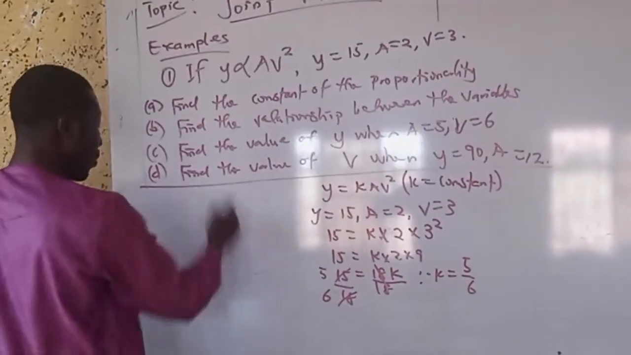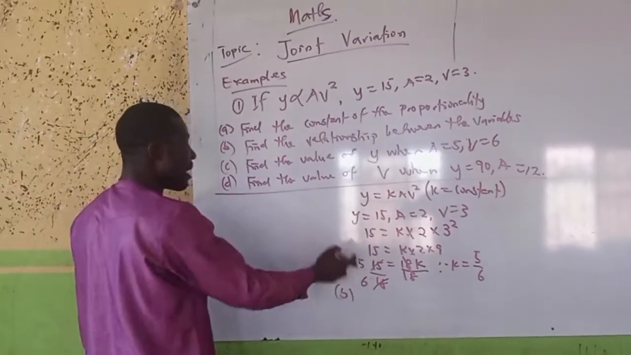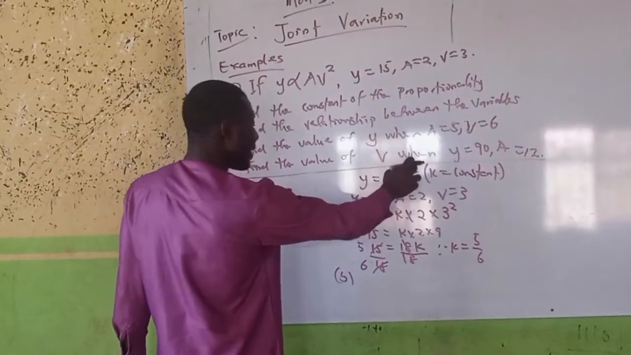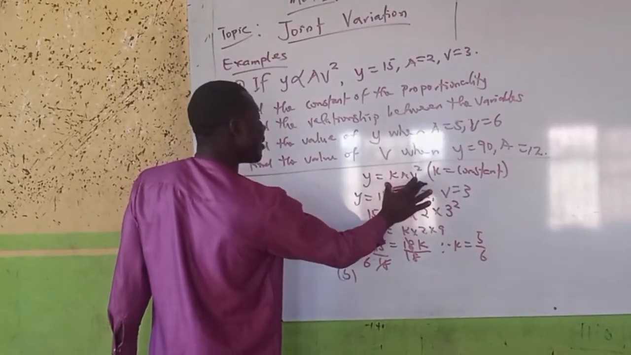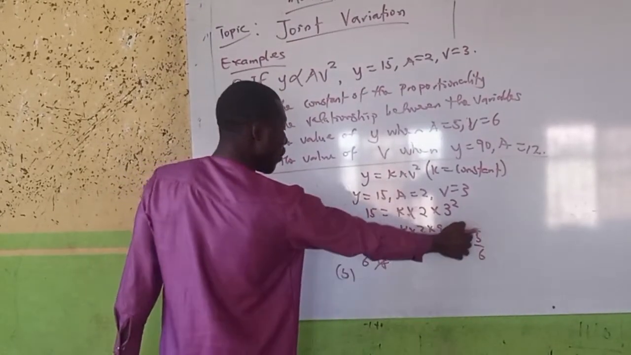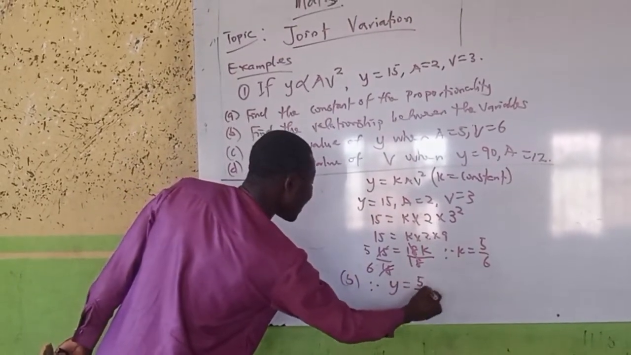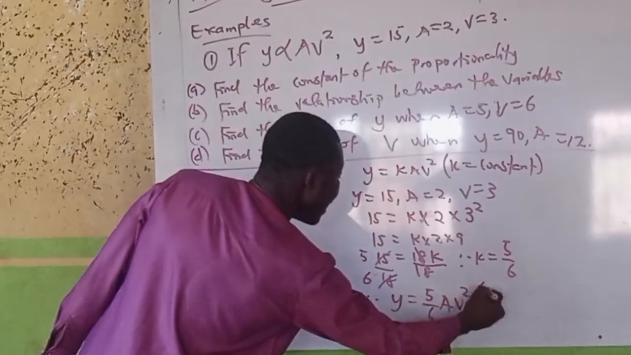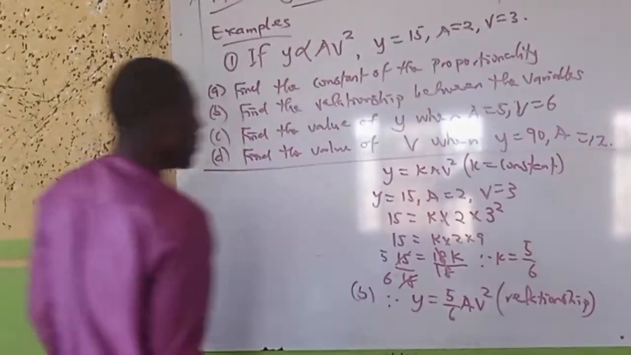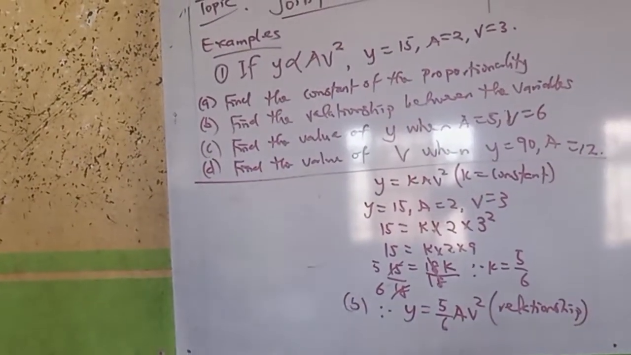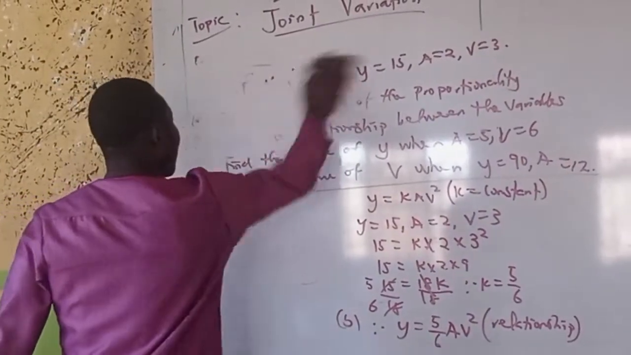Question B says we should find the relationship between the variables. The variables are y, a, and v squared. We substitute this k into the equation: whenever we see k, we put 5 over 6. Therefore, y equals 5 over 6 a v squared. This is what we mean by the relationship between the variables. So let's go ahead and solve the remaining questions.